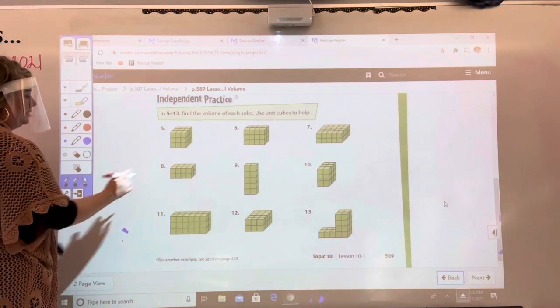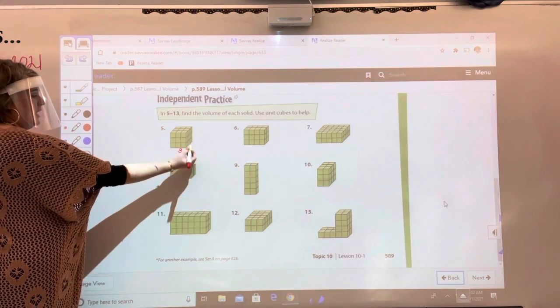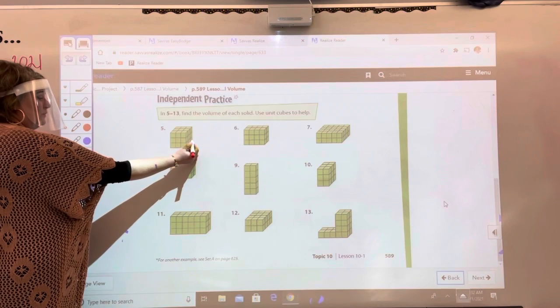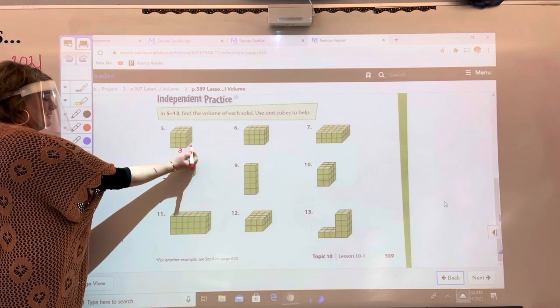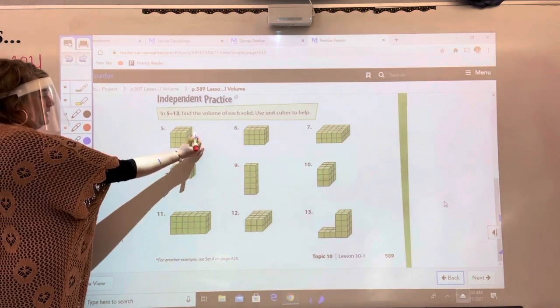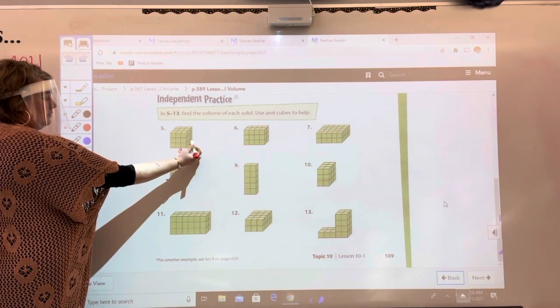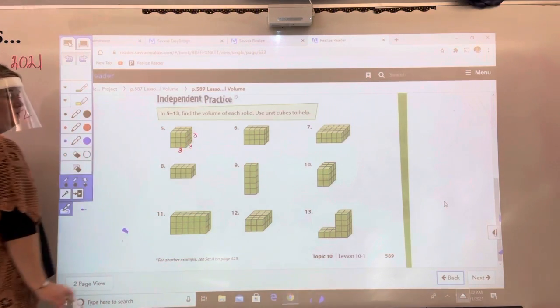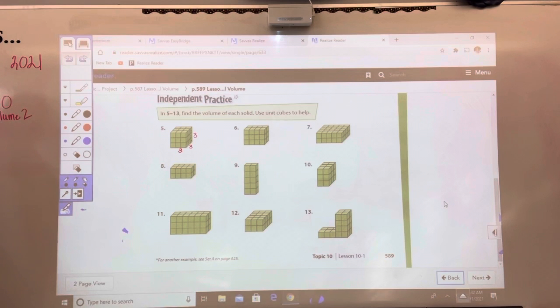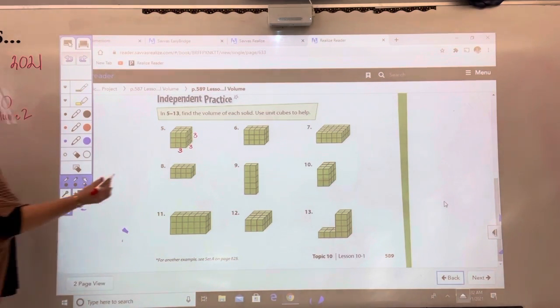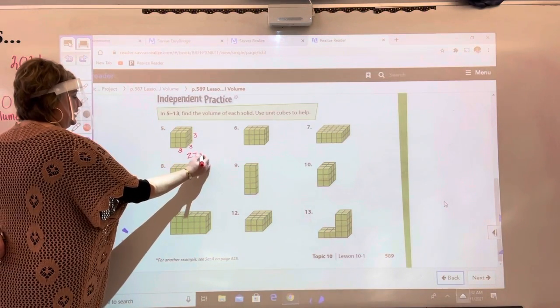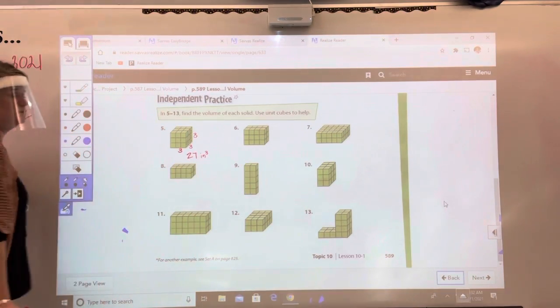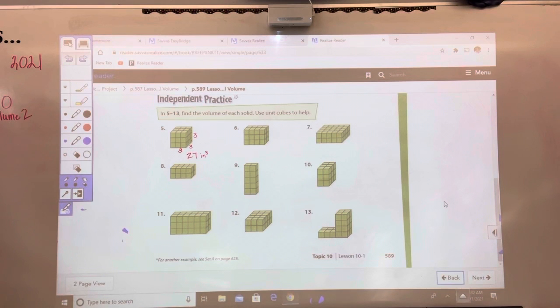There we go. All right, 3 here. And then it goes 1, 2, 3 wide. Then it goes 1, 2, 3 tall. So 3 times 3 is 9 times another 3 is 27 inches cubed. Or it could have been feet cubed if we had chosen that. Or it could have been centimeters cubed if we had chosen that.